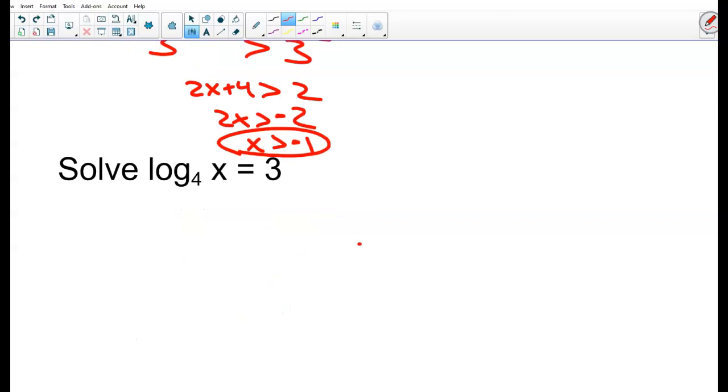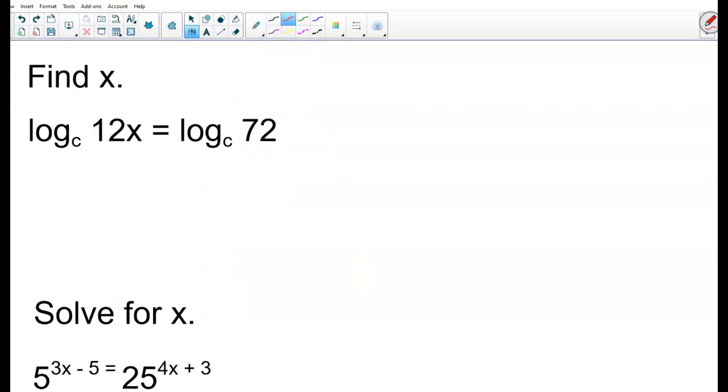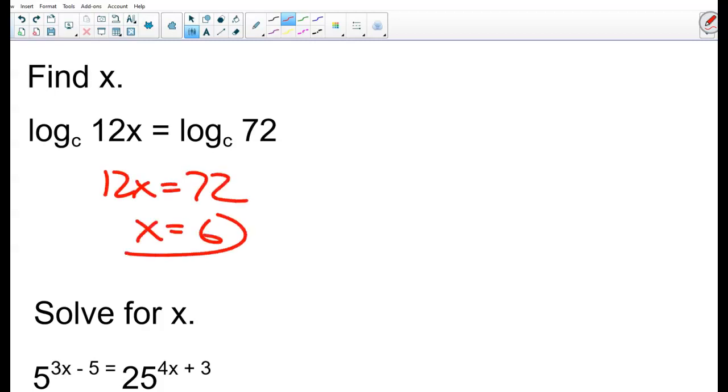Here, this is simply 4 cubed has to equal that x. The answer is 64. Whenever you have the same log and the base right here, you can set what the logs are equal to each other. X equals 6.